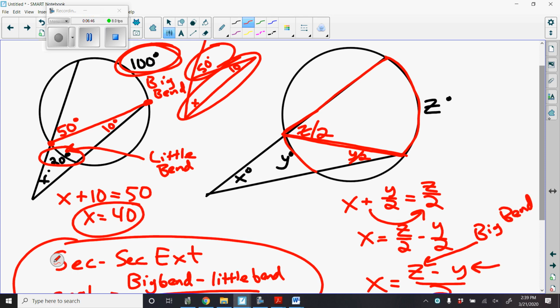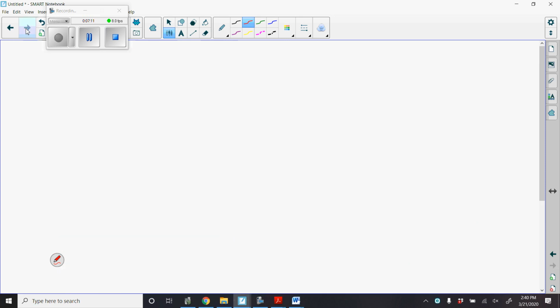And y was the little bend. Okay. So let's take a look at some examples, because we could have an unknown as an angle, an unknown as a big bend, or an unknown as a little bend. And they all work just a little bit different on how we solve them. Same equation, just depends on where x goes. So let's do 3 examples.